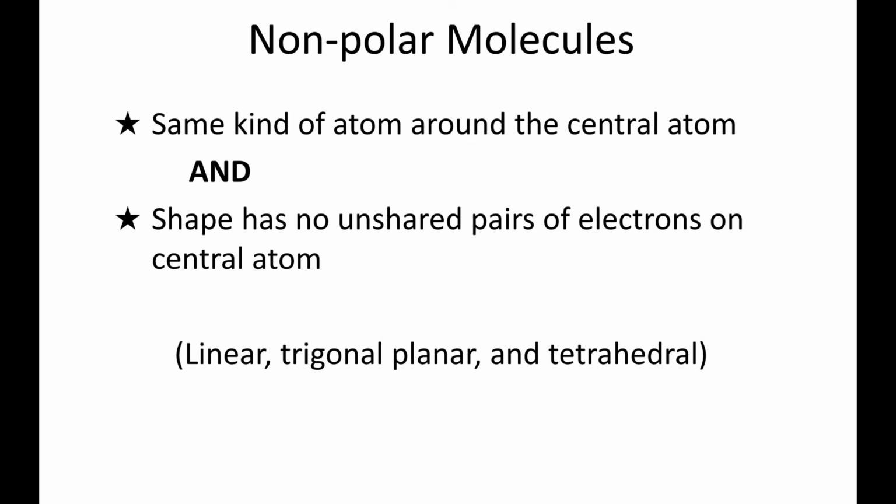Okay, so nonpolar molecules. There's the same kind of atom around the central atom, and I can't stress that enough, the shape has no unshared pairs, or dots, of electrons on the central atom. In fact, it has one of these three shapes: it's either linear, trigonal planar, or tetrahedral. Those are the three nonpolar shapes, okay? So if it's one of those three shapes and all the atoms around are the exact same kind of atom, then you have a nonpolar molecule.